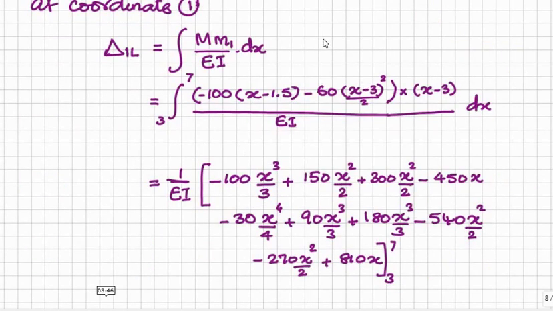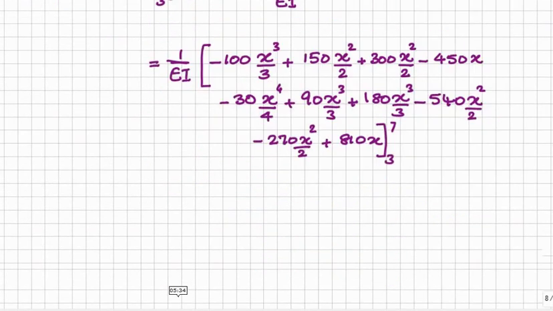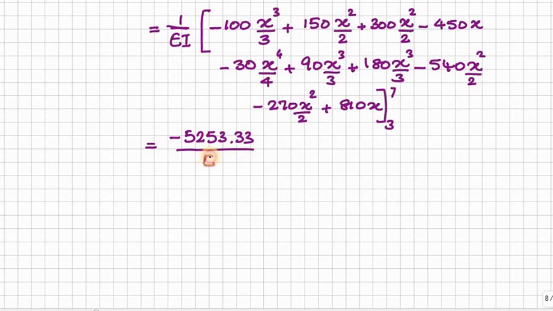So substituting that AB span, that is 3 to 7 limits, this is the capital M, this is the small m1. Once integration is over, you will get delta 1L equal to minus 5253.33 divided by EI.